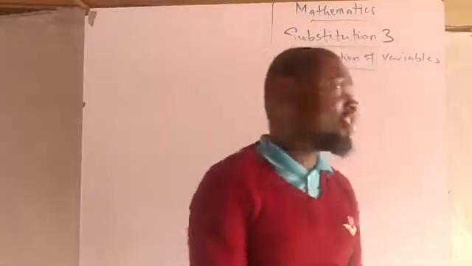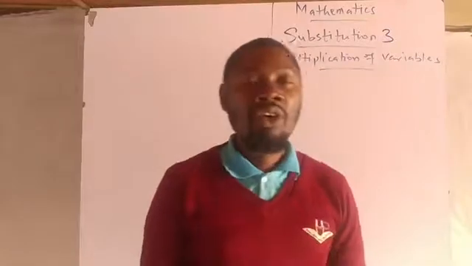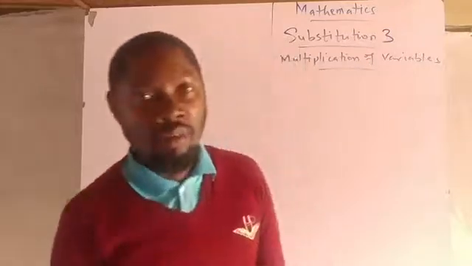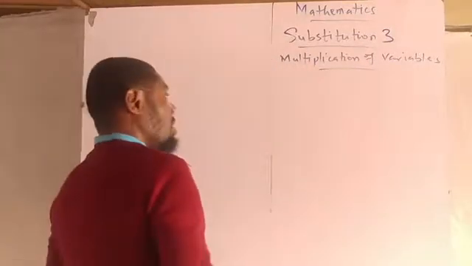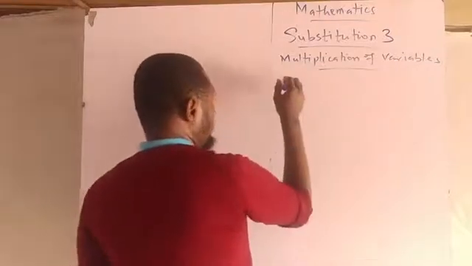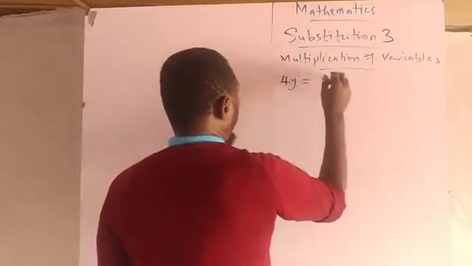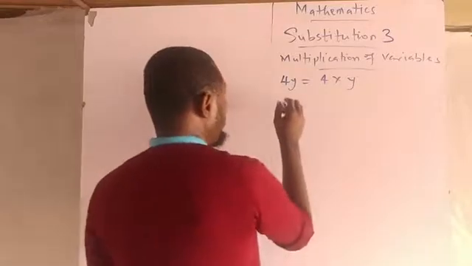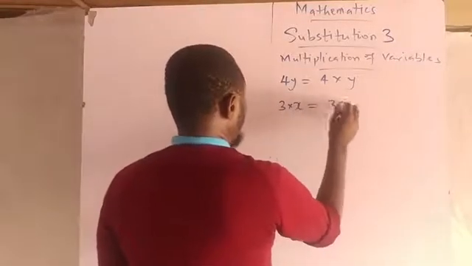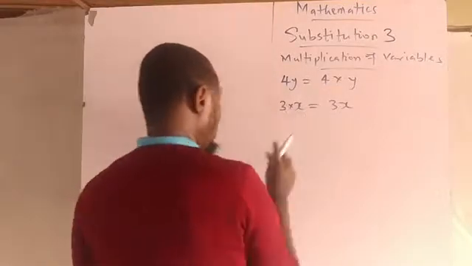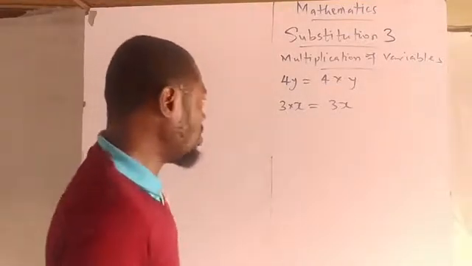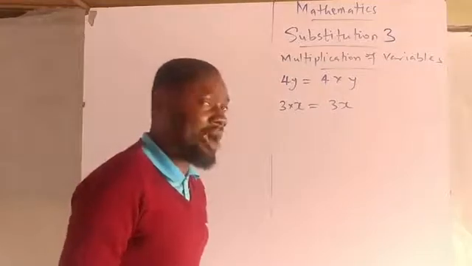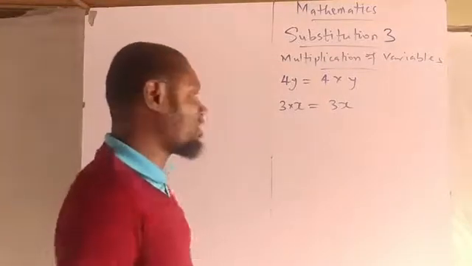Okay, great leaders, let us consider the third aspect of our substitution, still on multiplication of variables. In the previous class, I mentioned to you that 4y means 4 times y, and 3 times x means 3x. You should have all this in you. That will help you deal with problems in substitution having to do with multiplication. Let's consider some other examples today.